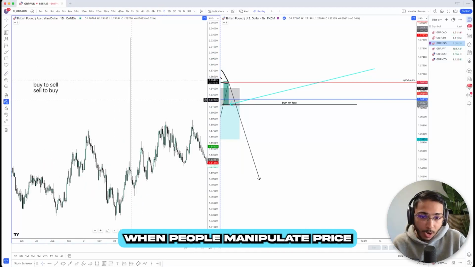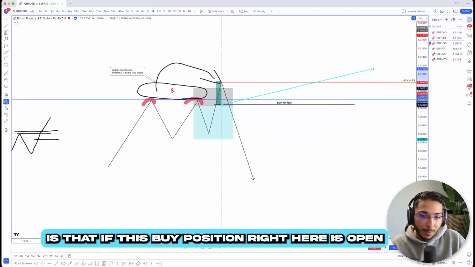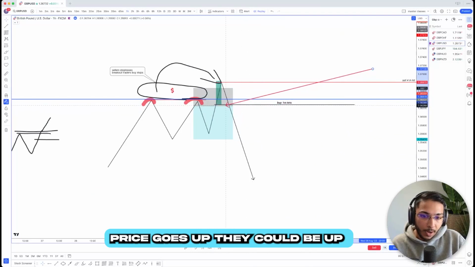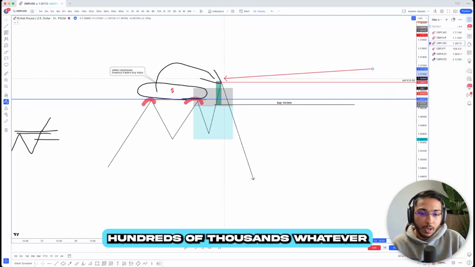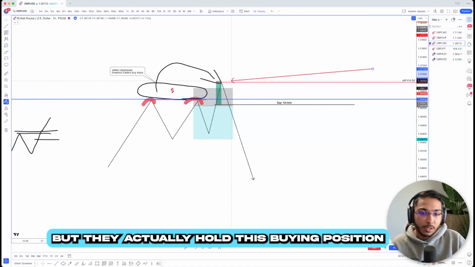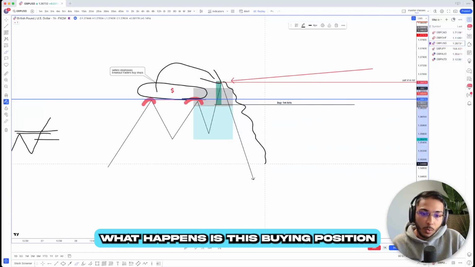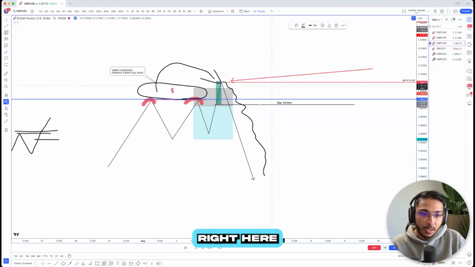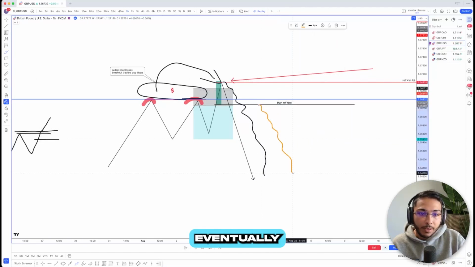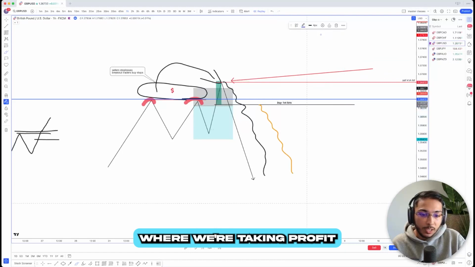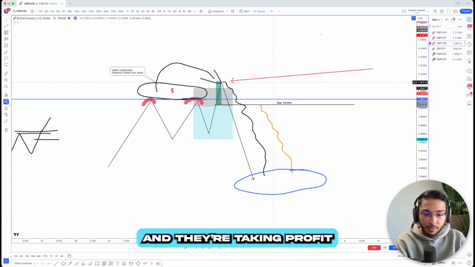When people manipulate price. So what we have to factor in is that if this buy position right here is open, price goes up, they could be up so much profit, millions of dollars, hundreds of thousands, whatever, but they actually hold this buying position. And then as this sell starts going down into profit, this buying position right here starts also going into drawdown. Eventually, let's say we come to an area where we're taking profit. Let's say down here, they're closing their position and they're taking profit, right?